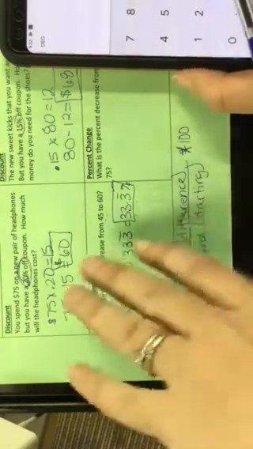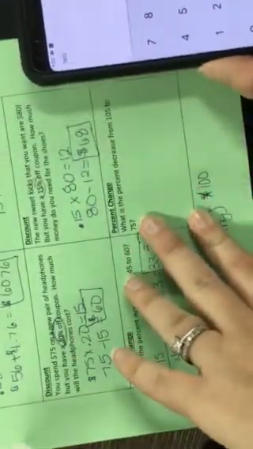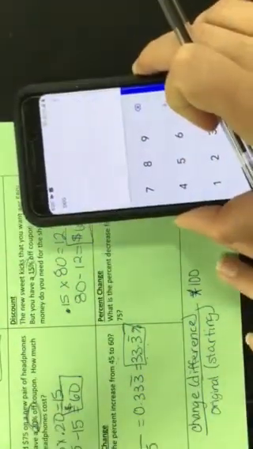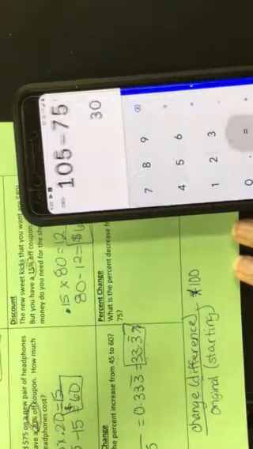Okay? All right, what is the percent decrease from 105 to 75? So this time we're getting smaller, but it's the same process. We're going to do the change or difference on top, original or starting number on bottom, multiply by 100. So 105 to 75, how much did we change or decrease? Or what's the difference? 30.